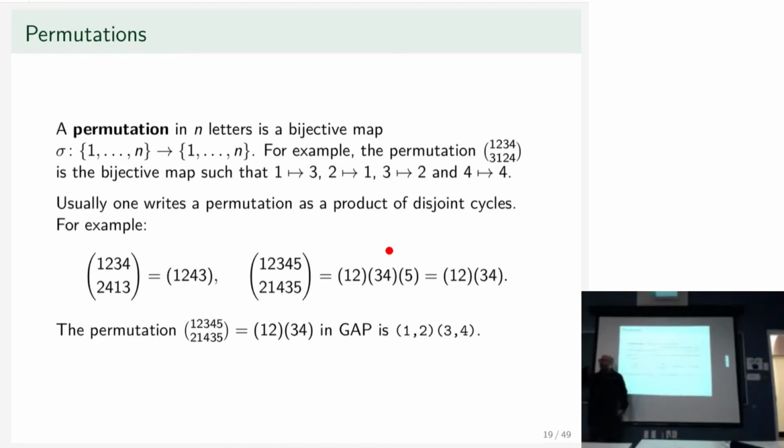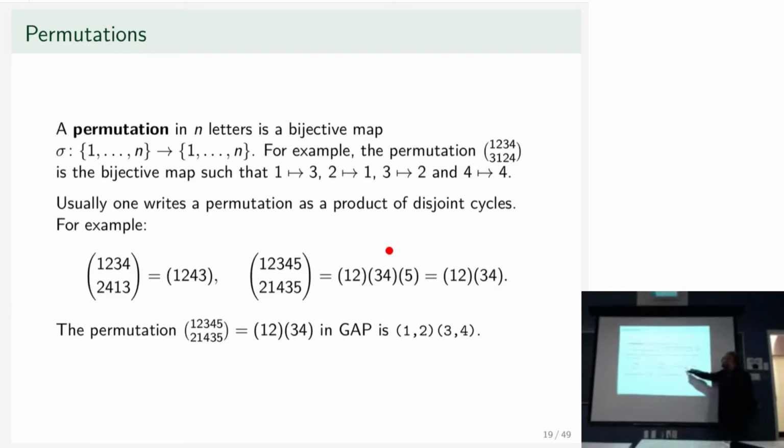So you have one cycle. All these numbers are connected. And here, you have 1 connected to 2 and 2 to 1, which is a connected component of the graph. Then you have 3 to 4 and 4 to 3, another connected component, and 5 is a fixed point. So this is the permutation written as a product of disjoint cycles.